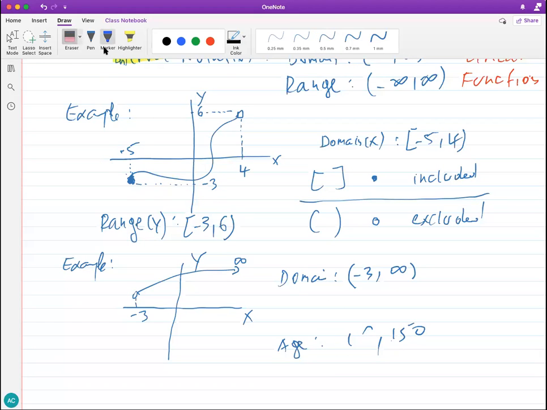If I put 17 here, that's not an eligible age to vote, so I'm going to exclude the 17. You've got to be 17 and up, so basically anything after. That's the difference between parentheses and brackets.